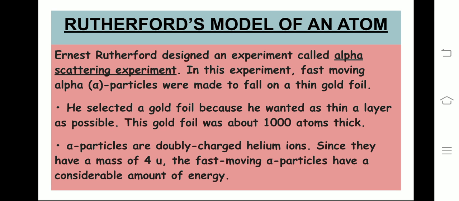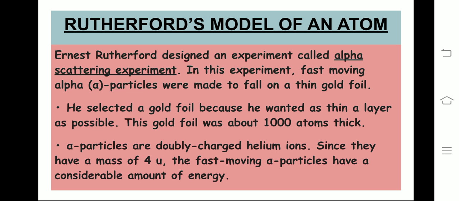Rutherford's model of an atom. Ernest Rutherford was interested in knowing how the electrons are arranged within an atom. He designed an experiment called the alpha scattering experiment, or gold foil experiment. In this experiment, fast moving alpha particles were made to fall on a thin gold foil.